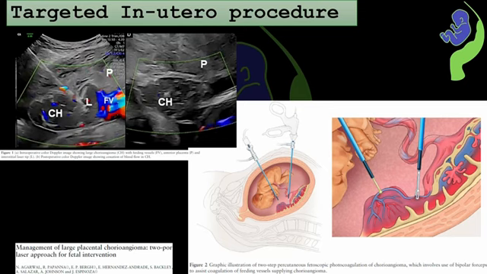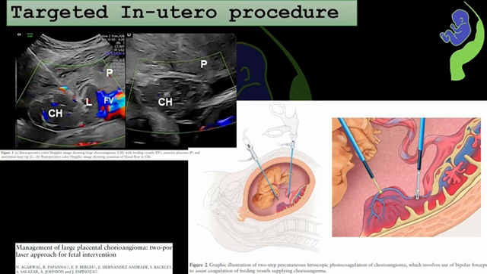Now this slide demonstrates a targeted in utero procedure used for chorioangioma. In the first image, you can see the placement of interstitial laser tip inside the tumor, directly targeting the feeding vessels. The Doppler image after the procedure shows complete absence of blood flow, confirming successful vessel ablation.